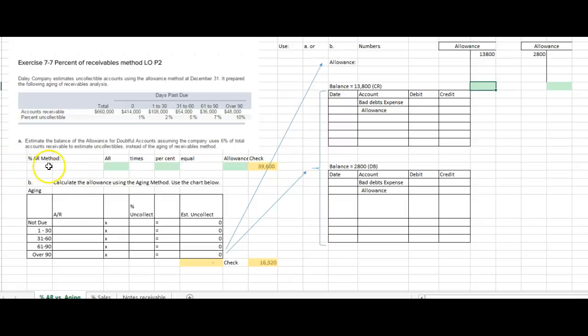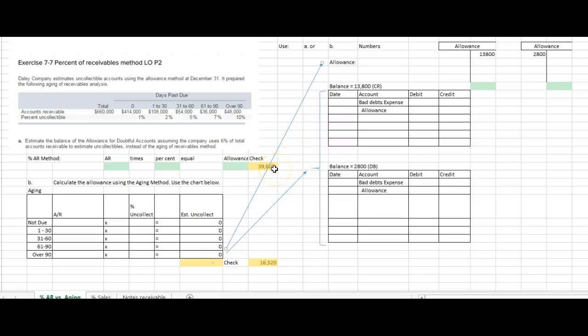This one talks about you're going to take the entire estimate the balance of the allowance assuming the company uses 6% of total accounts receivable to estimate the uncollectibles instead of using an aging method. Okay, so your total is 660. So 660 will go here. You'll multiply it times 6%, and that will give you the allowance balance. So, and that check figure is $39.60.